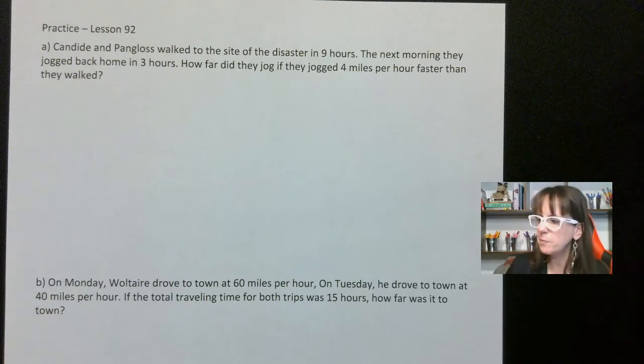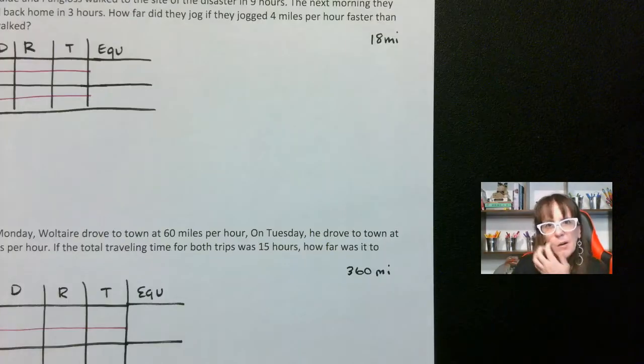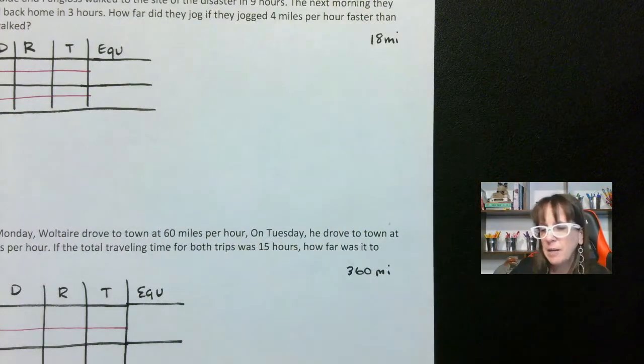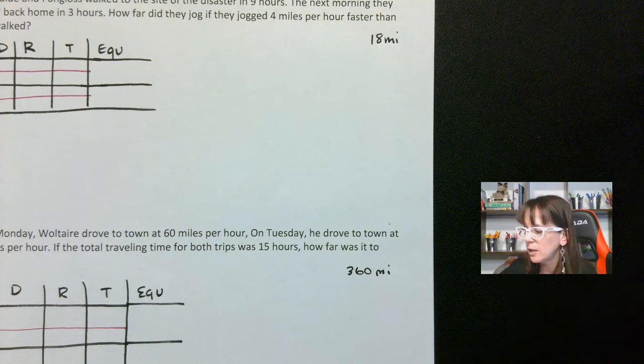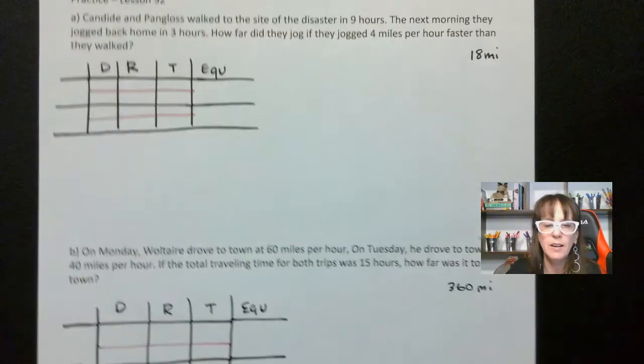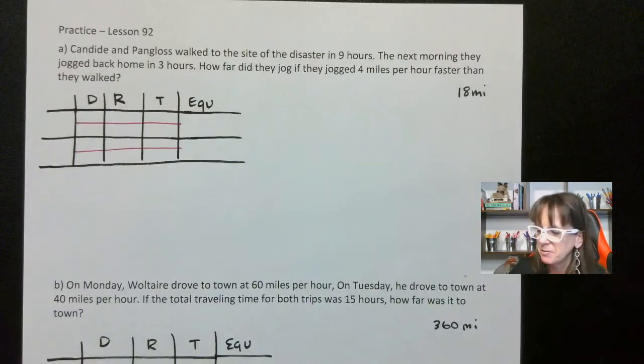Okay, so here are the practice problems. Pause the video, do those, and then come on back. Okay, so for these practice problems, you should have gotten 18 miles for A and 360 miles for B. If you did not, stick around and we'll do them together.